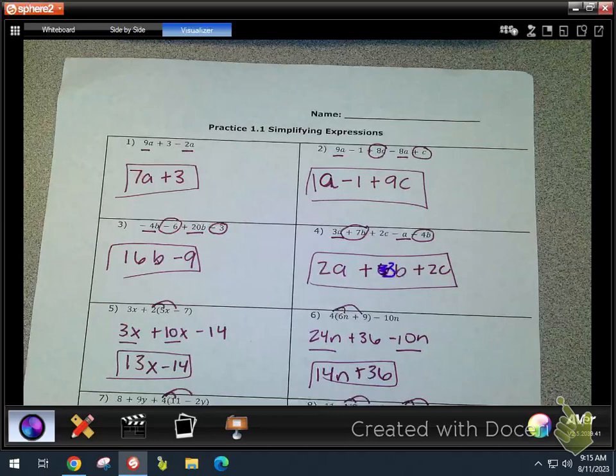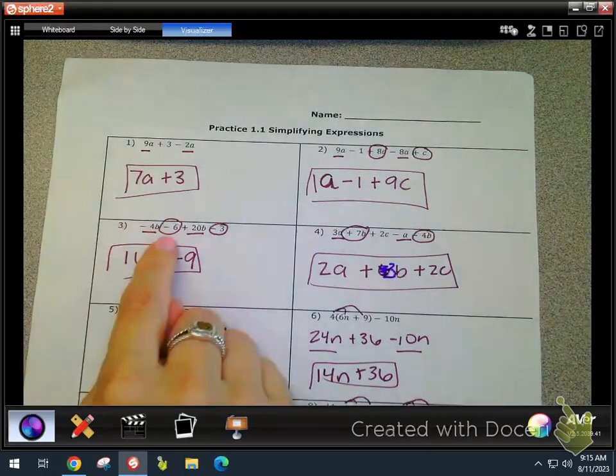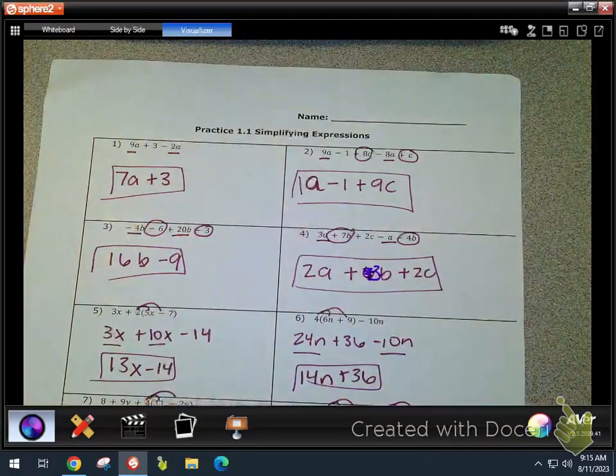Remember those signs, those minus signs are telling you that that term, that coefficient is a negative. So when you use your calculator, you need to make sure that you're typing in a negative there. The first 4 were just straight across, put those together. Then the last couple had some distributive property.